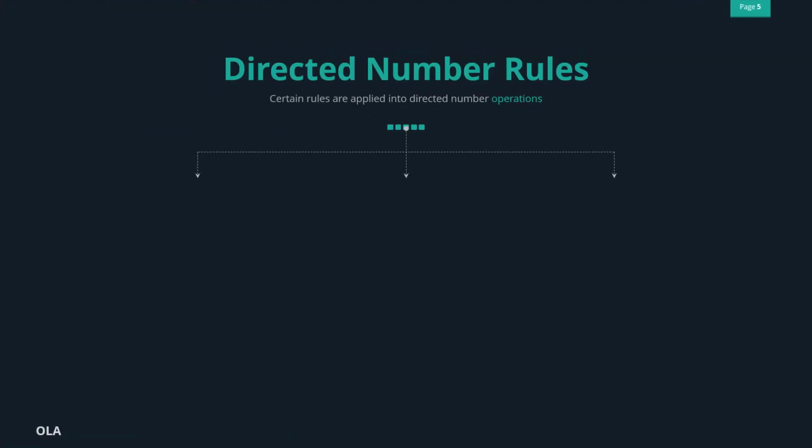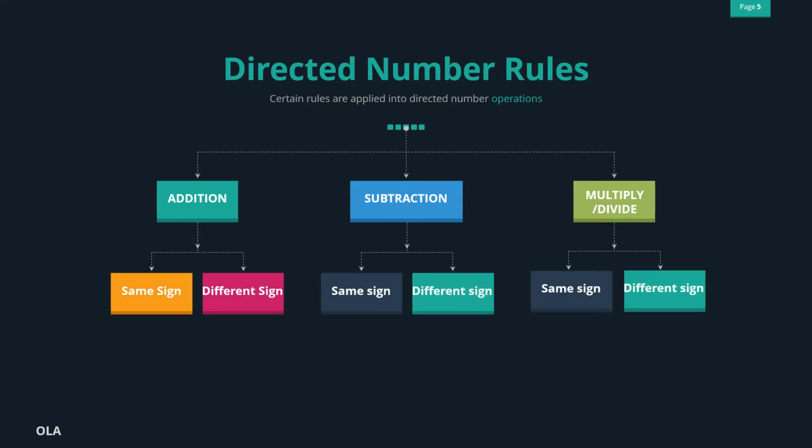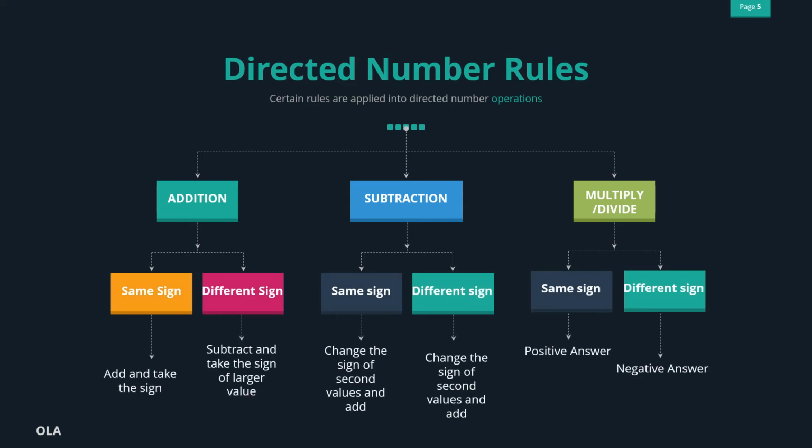There are certain rules applied to the operations of directed numbers. Addition: to add two directed numbers of the same sign, the addition takes place and the sign remains the same. In order to add two directed numbers of different signs, the subtraction takes place, the lower number subtracted from the higher number, and the resultant sign will be the sign of the higher number. Subtraction: for subtraction, there is one rule: change the sign of the second value, the value that needs to be subtracted, and perform addition. Multiplication: if two numbers of the same sign are multiplied or divided, the result is positive. If two numbers of different signs are multiplied or divided, the result is negative.